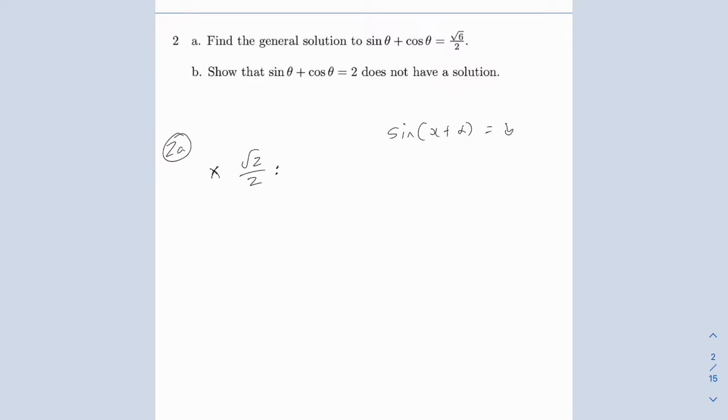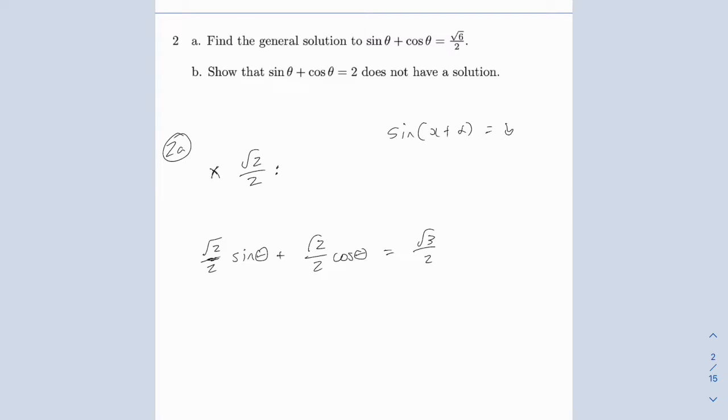So, times by square root of 2 over 2. Okay, so what we got then is square root 2 over 2 sine theta plus square root of 2 over 2 cos theta, and that's going to give me root 3 over 2. Great.